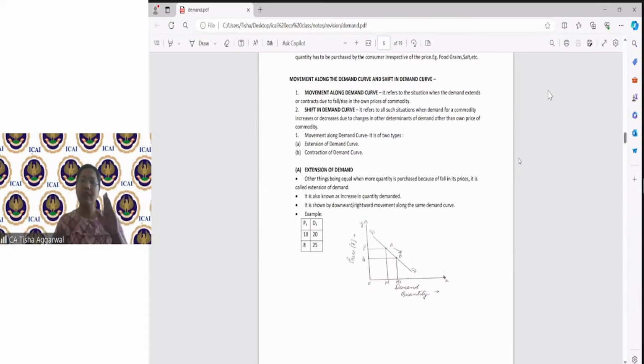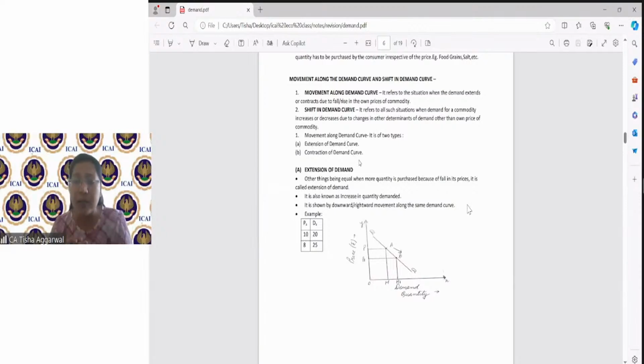Now when I talk about movement along the demand curve and the shift in the demand curve, the first thing I will clear is that the movement along the same demand curve is also known as the extension of the demand curve or contraction of the demand curve, or increase in quantity demanded and decrease in quantity demanded.